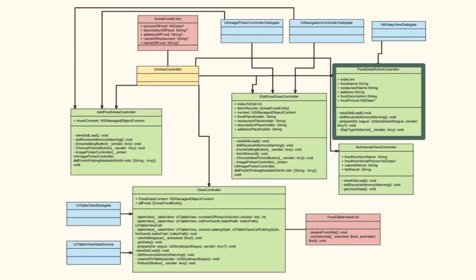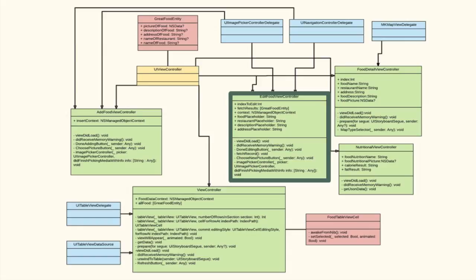Next, we have the Food Detail View Controller. Here we have variables where the prepare function in the view controller saves its data. We have a function map type selector, which sets the map to the chosen map type. We also have another prepare function to either send the data to edit in the edit food view controller, or the name and image of the food to display and get nutritional information about in the nutritional view controller.